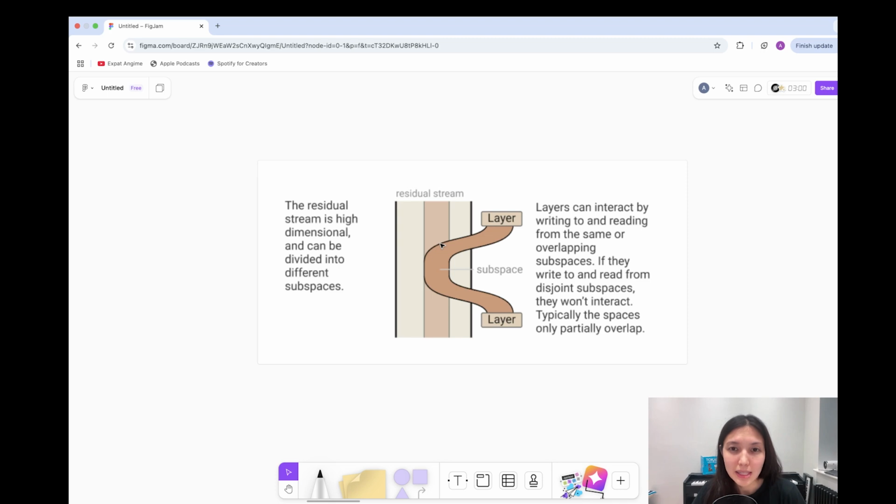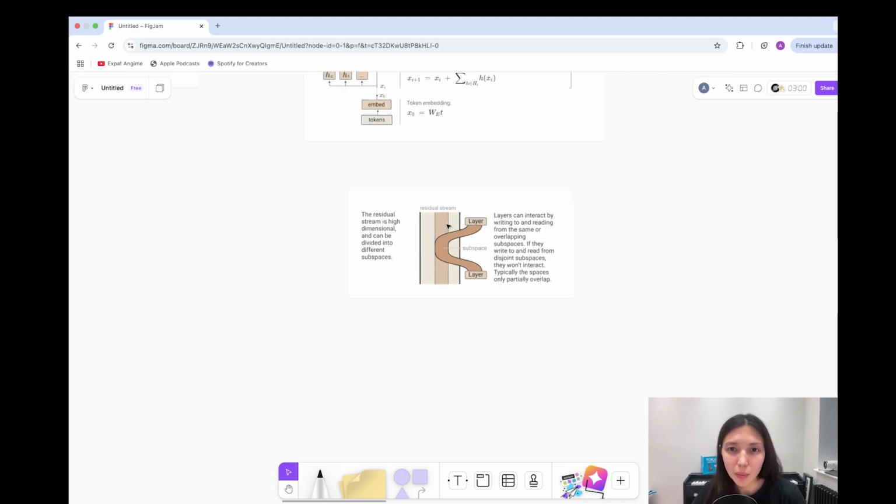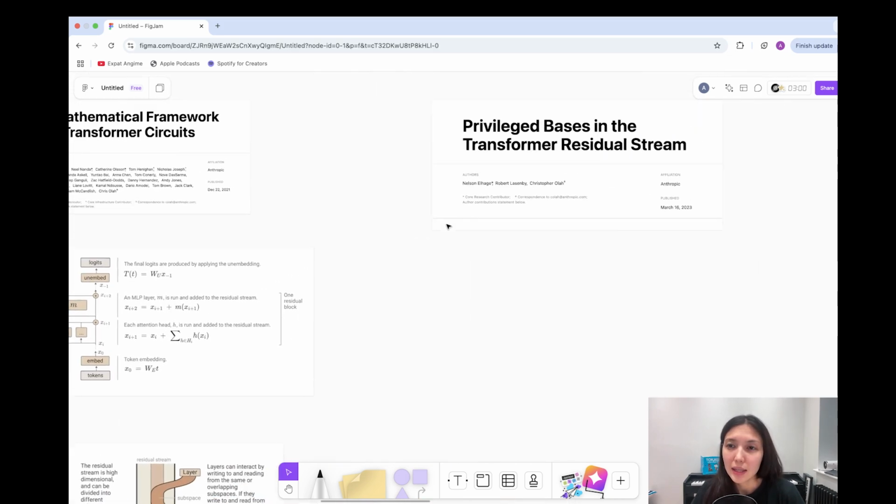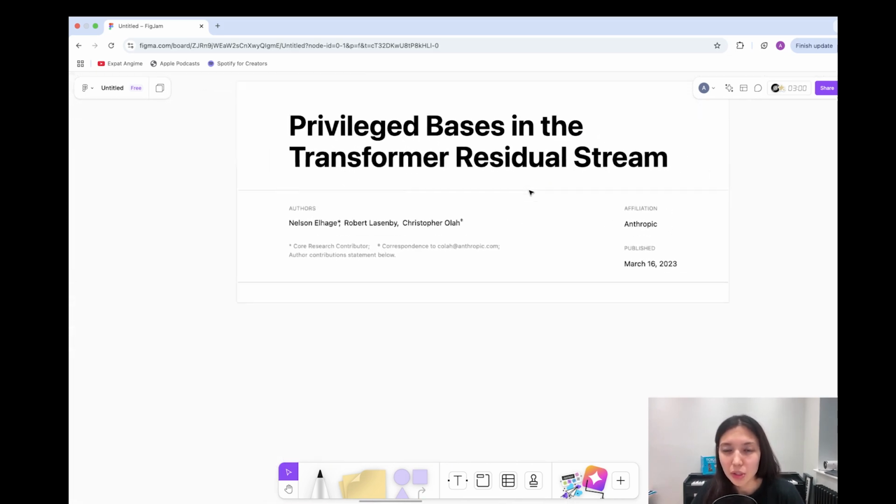Another claim that this paper made was that the bases of residual space are not in any way special, therefore the basis is non-privileged. And then this paper, published in 2023 by Anthropic, called Privileged Bases in the Transformer Residual Stream, showed that in practice it's a wrong claim.